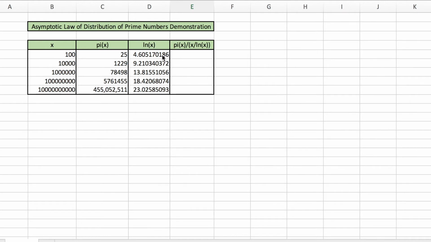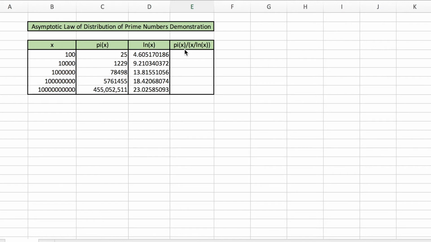In my next column, I've computed the natural log of those values of x, and in my final column, I'm going to compute the pi of x over the quantity x divided by the natural log of x. So remember that pi of x counts the number of prime numbers less than or equal to x, and x divided by the natural log of x is the approximation of pi of x.